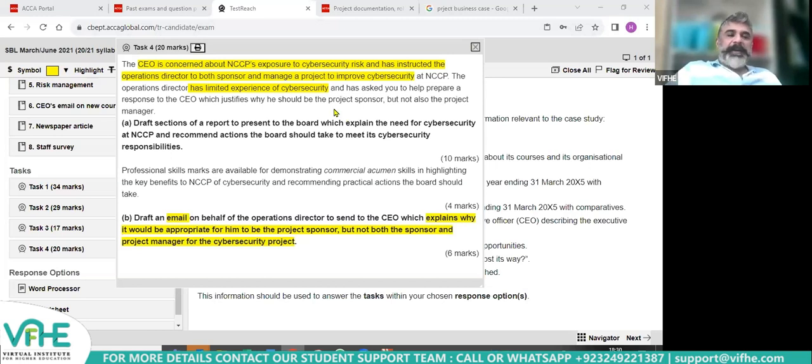All right, so I will just read. The CEO is concerned about NCCP's exposure to cybersecurity risk and has instructed the operations director to both sponsor and manage a project to improve cybersecurity. Understood? The operations director has limited experience of cybersecurity and has asked you to help prepare a response. Draft an email which explains why it would be appropriate for him to be the project sponsor, but not both the sponsor and the project manager for this project. Do you understand the requirement?